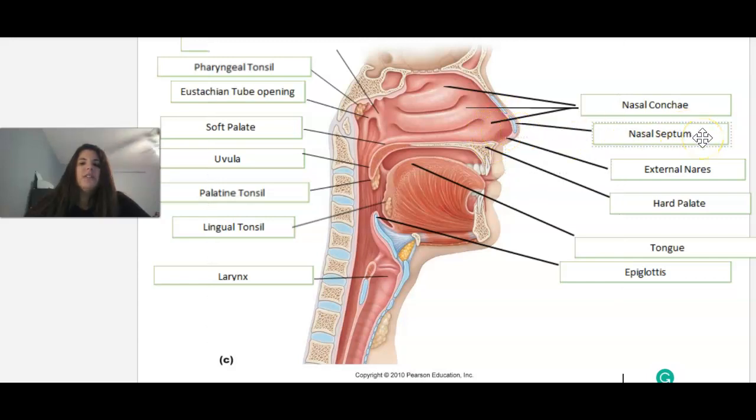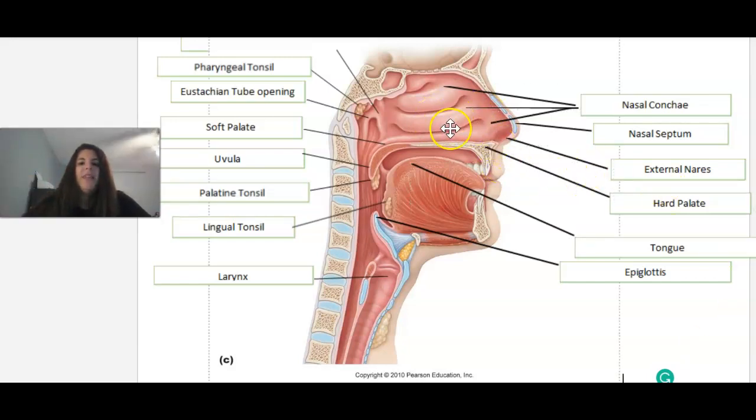The next structure is the nasal septum. This is showing you a lateral or cut view of that. Your nasal septum is the piece that divides your nasal cavity into left and right halves. The function of your nasal septum is to direct the air to the back of the nasal cavity so that the air doesn't get lost within the nose.